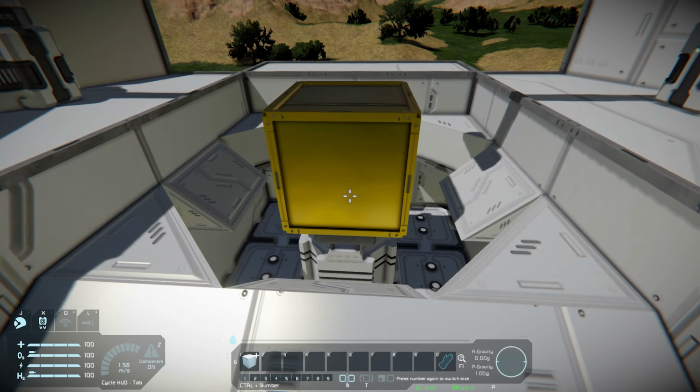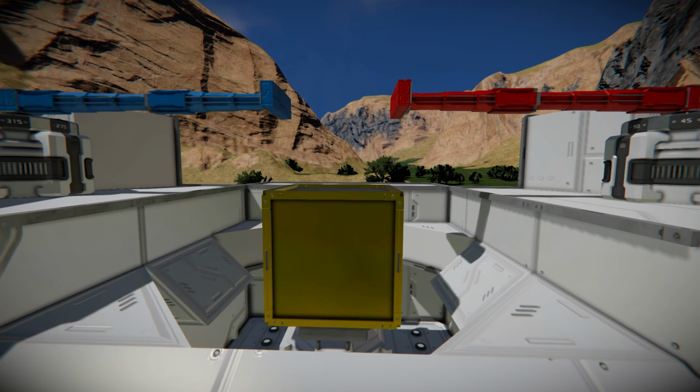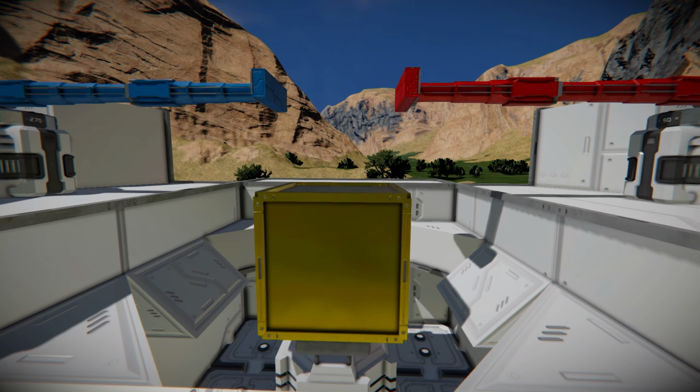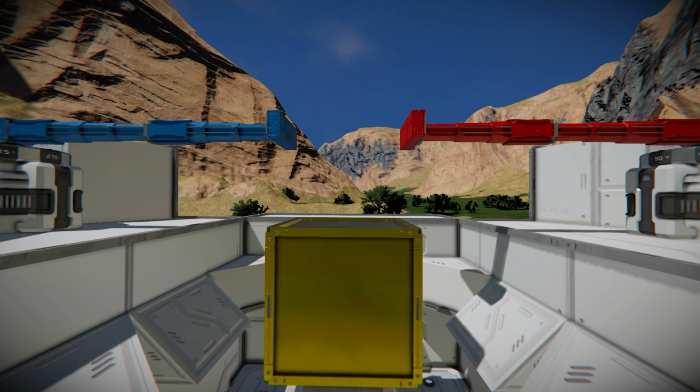All right. With the measuring block lowered, we are finally able to determine the size of a standard Space Engineers block after all of these years. Get ready for it. Drum roll, please. The size of a Space Engineers block is approximately that big.